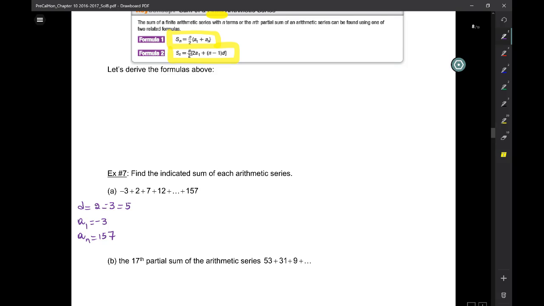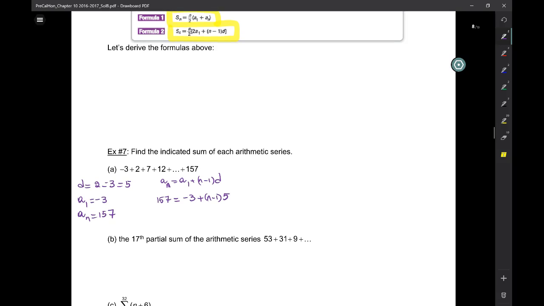Okay. Now, can we find how much n is? Well, let's use our handy dandy formula for a_n: a_1 plus (n minus 1) times d. So 157 is equal to negative 3 plus (n minus 1) times 5. Solving this is pretty much algebra, so I'm just going to tell you n equals 33.